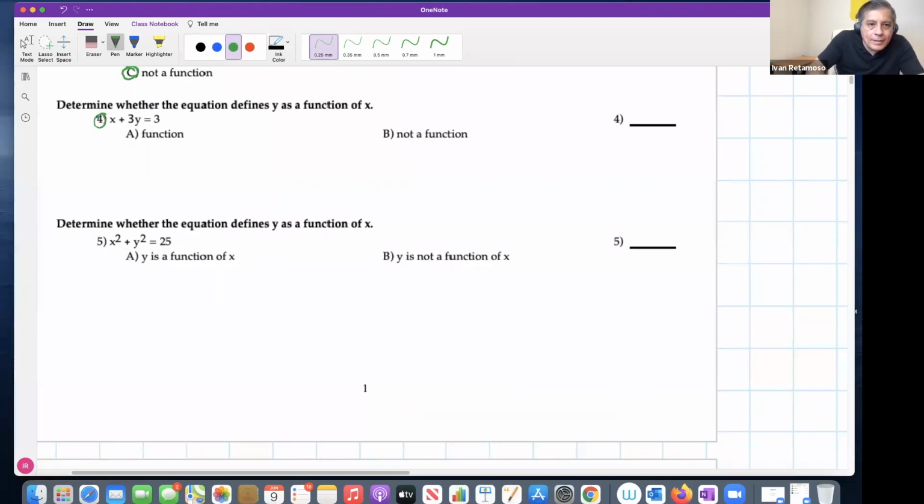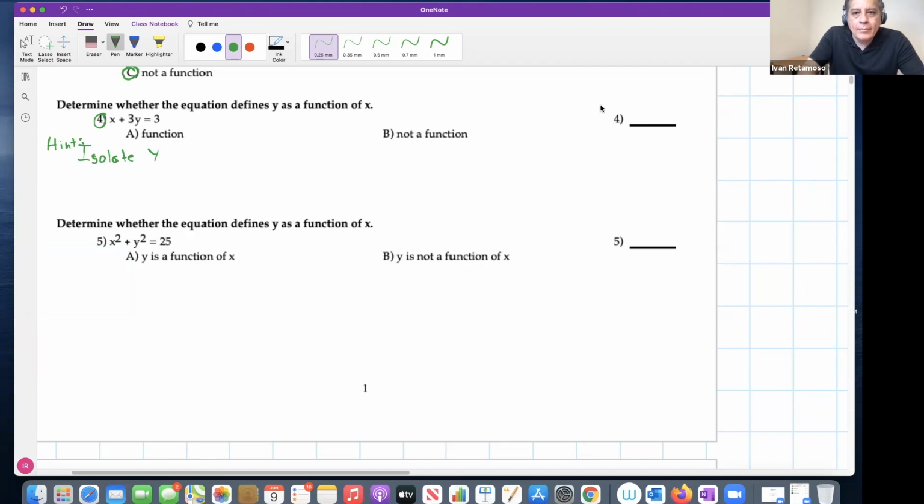Number 4. They are giving you an equation, and they're asking you if this equation represents y as a function of x. Remember, there is a way to figure that out. You are supposed to isolate y. This is the hint. And the idea is if you isolate y and you end up with y being just equal to some expression in x, then yes. But if you end up with plus and minus, remember, no, because that produces this fork.